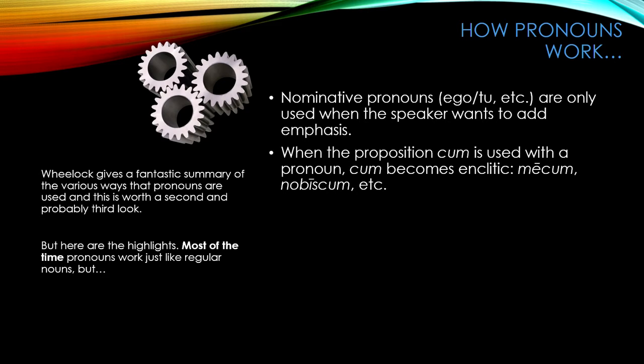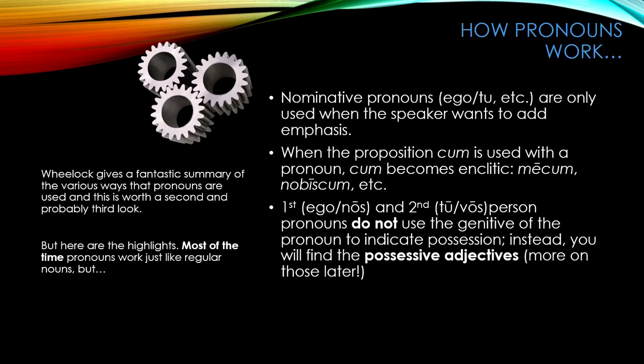When the preposition cum is used with a pronoun, cum becomes enclitic. You'll recall from previous vocab that this means it is smacked onto the end of the word. Therefore, with us in Latin is nobiscum. You'll see that this is the ablative of nos with the preposition cum placed at its end. Cum is the only preposition that does this.